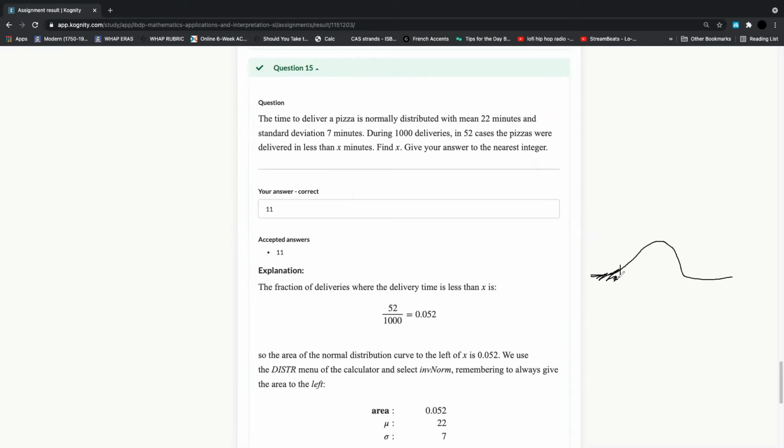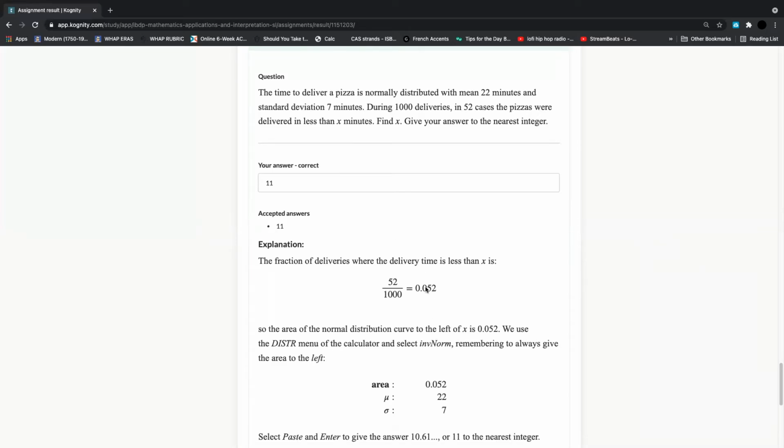So first we need to figure out what the area is. Pretty simple. Take the 2 values that are given to you. We're focusing on 52 cases. Since 1,000 is the total amount, that's the denominator, and 52 is the numerator. So you would do 52 divided by 1,000, as is shown, and then you would get 0.052. Let me just clear everything. And then that would be your area. And then your mean would be 22, and your standard deviation would be 7.